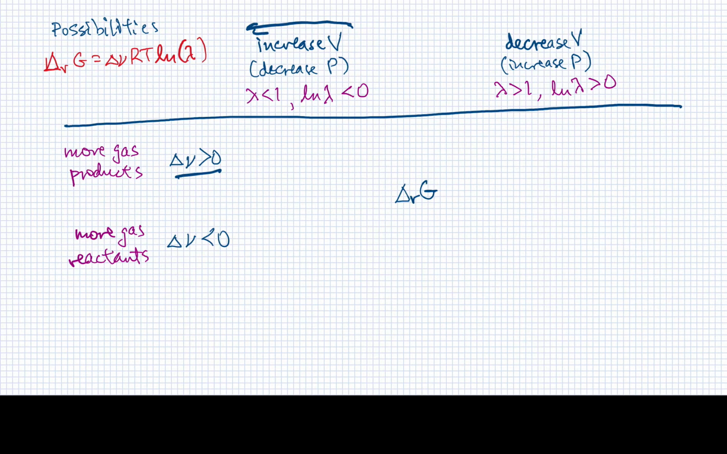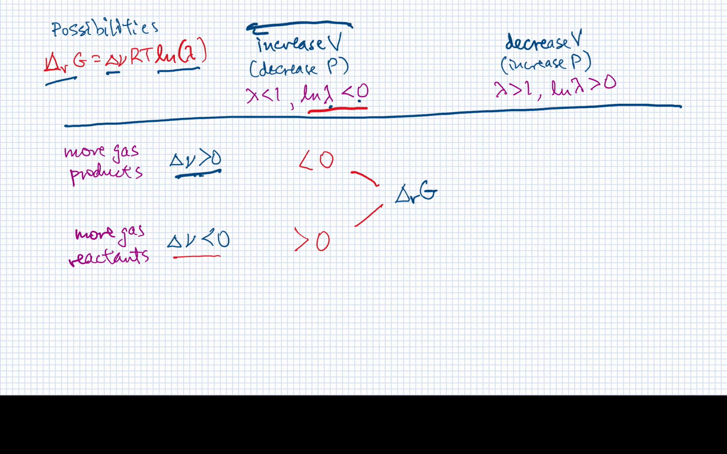Okay, now my delta G is going to take on the sign of the product of this sign times this sign. Well, if log of lambda is less than 0 and delta nu is greater than 0, that means overall my delta G is going to be less than 0. Similarly, down here, if delta nu is less than 0 and log of lambda is less than 0, then the two of them are going to form a positive product and delta G will be greater than 0. So I'll have these two results.